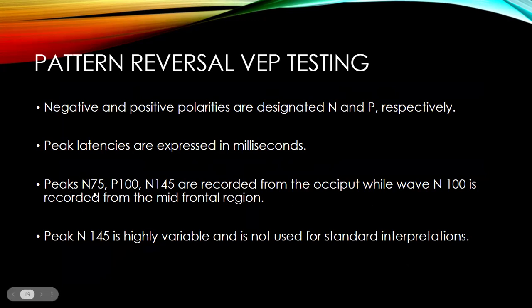These are standard latencies that usually occur at these timings: N75, a negative wave that initially comes at the 75th millisecond; P100, a positive deflection at the 100th millisecond; and N145. These are the standard waveforms that can be obtained. From the occiput, N100 is recorded from the mid-frontal region as it goes towards the occiput. Peak N145 is highly variable and is not usually used for standard interpretations.